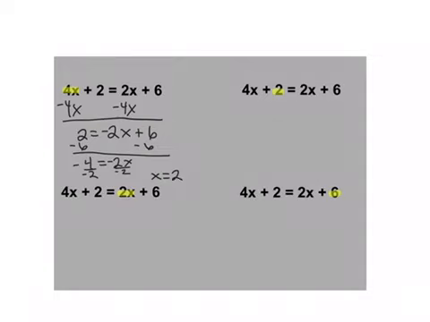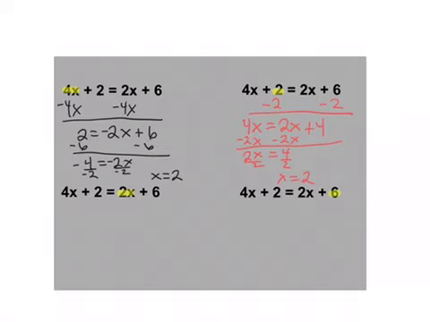Let's test this out and see what happens if I decide to take away the 2 to begin with. So this time I'm going to take 2 away from both sides. That leaves me with 4x equals 2x plus 4. Now I'm going to work on getting those variables next to each other or in the same side. I've got 2x equals 4. Divide both sides by 2, and look at that. I got the same exact answer, x equals 2.